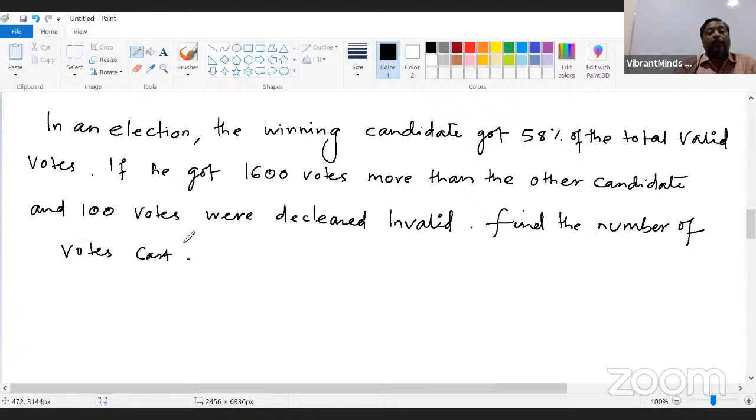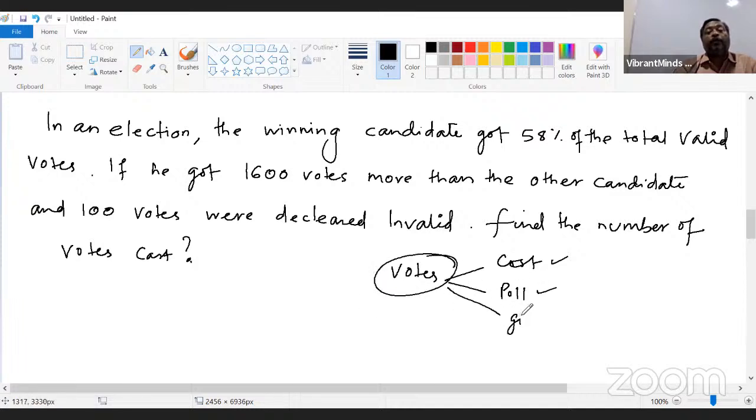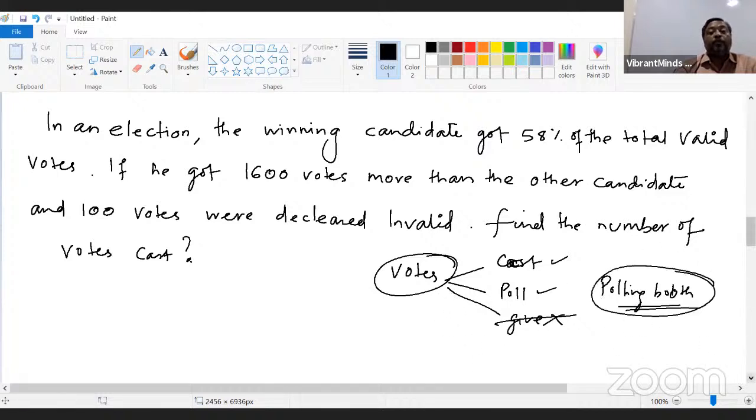Now always remember, with votes we always cast our vote or we poll our vote. These two verbs go with votes. We never give our vote. Vote is always cast or vote is always polled. That's why we have polling booths where we go and put our votes, isn't it? So always go with this.